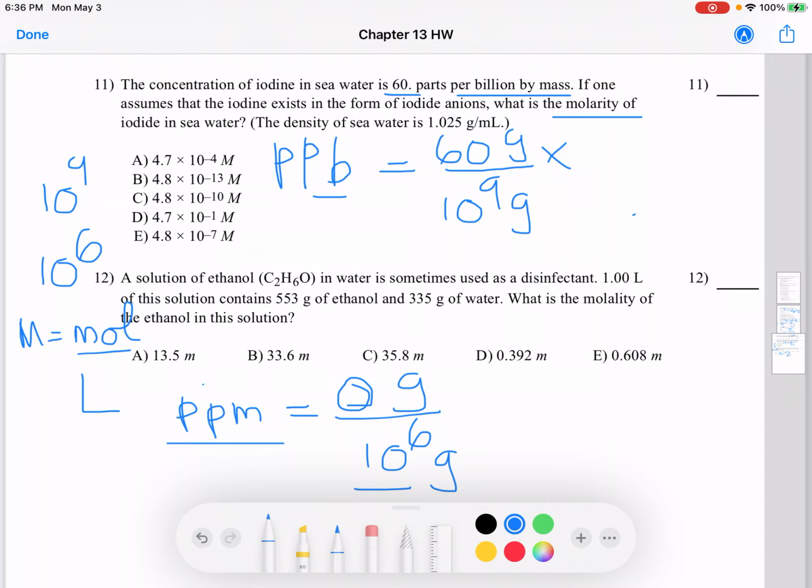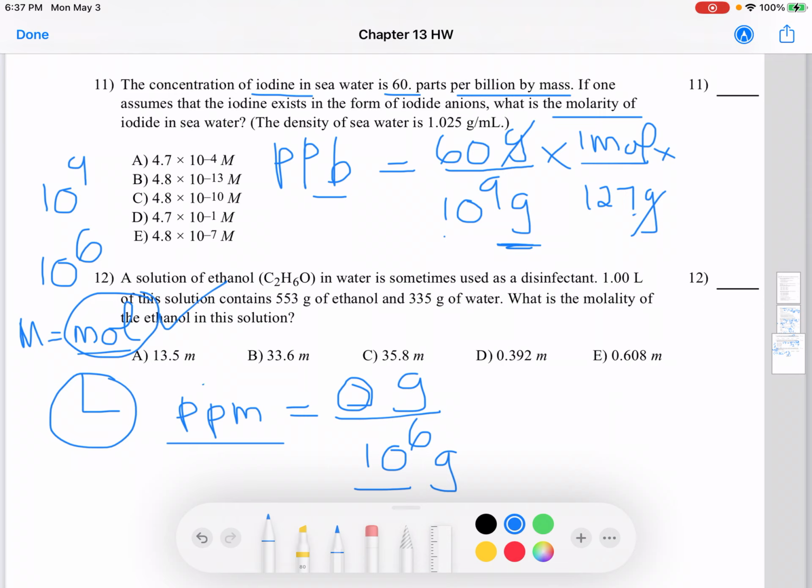So 60 grams, that's iodine, right? Grams we need to convert to moles to get the moles into the numerator. What do we need to do? We use the molar mass of iodine. Iodine's molar mass is 127, so 127 grams per mole. And now we converted grams to moles. So the top part, the numerator, we took care of. And then the bottom is grams. We need to convert to liters.